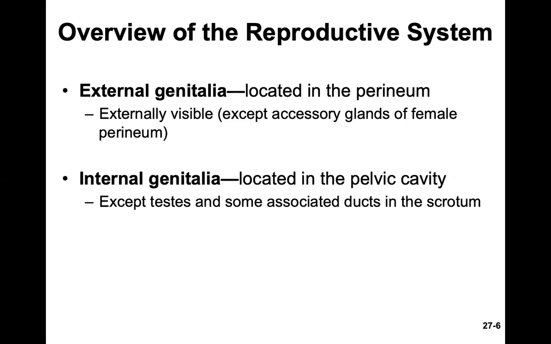There is external genitalia and internal genitalia. External meaning that you can actually see it because it's on the outer portion of the body. And then you have genitalia that is located inside the body that you cannot obviously see. So your external genitalia is located in the perineum. The perineum is basically what we cover up when we are wearing underwear. That is the quote unquote private parts. And your internal genitalia is located in the pelvic cavity.